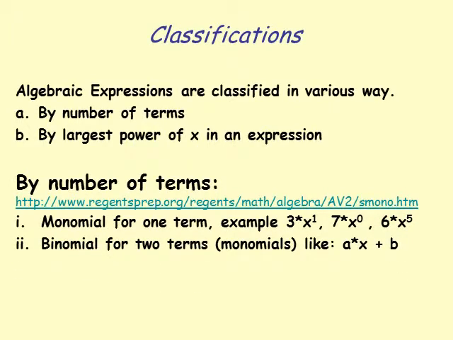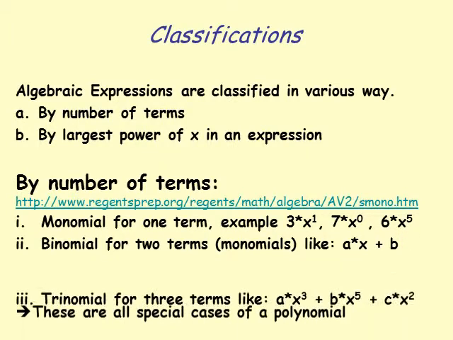Binomials are for two terms, which consist of two monomials, like a times x plus b. Here a is a coefficient, x is a variable, and its flag value is 1. Here b is a coefficient, x is a variable whose flag value is 0. Let's continue here.